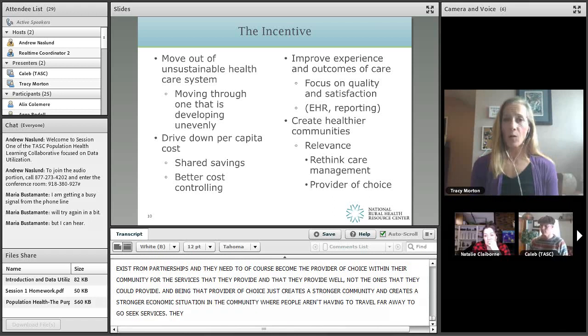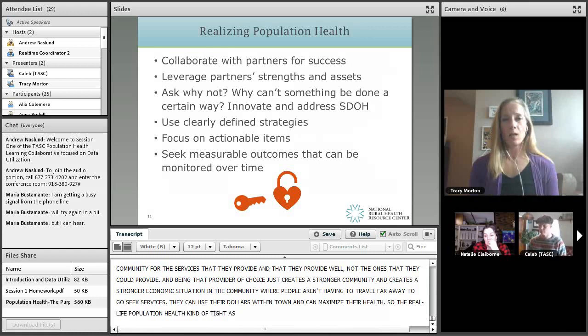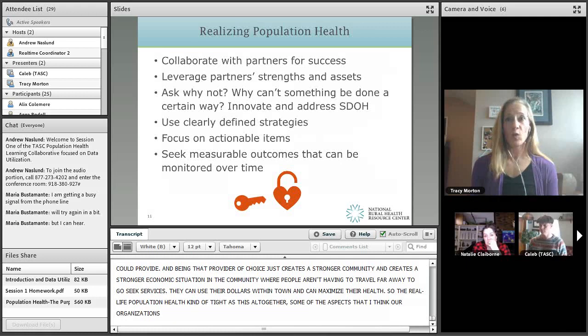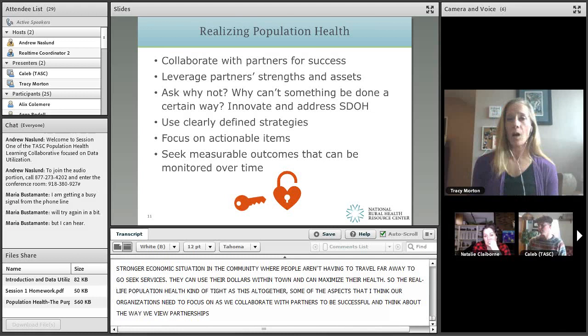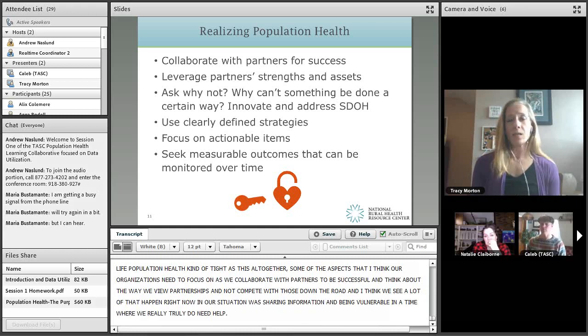And lastly, I think the biggest incentive is one that most of us can get behind: we want to have healthier communities. And so what that means for our healthcare organizations is that they need to identify their relevance within those communities. They need to be able to rethink care management as not just the care that happens within their four walls or within their follow-up calls, but actually how they can create community care coordination and community care management to best support people, leveraging the assets that exist from partnerships.